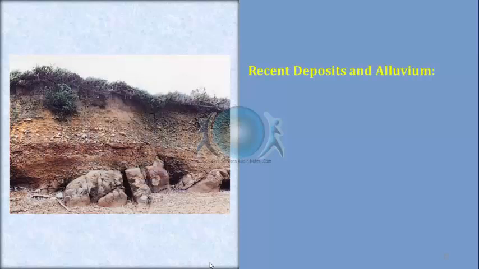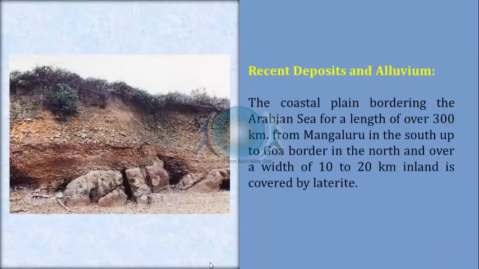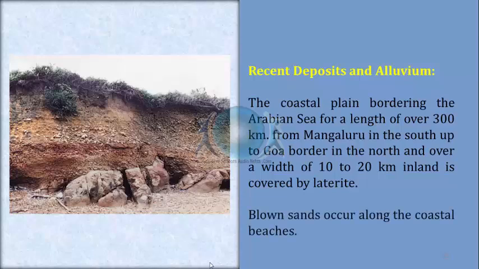Recent deposits and alluvium. The coastal plain bordering the Arabian Sea for a length of over 300 kilometers from Mangaluru in the south up to the Goa border in the north and over a width of 10 to 20 kilometers inland is covered by laterite. Blown sands occur along the coastal beaches.